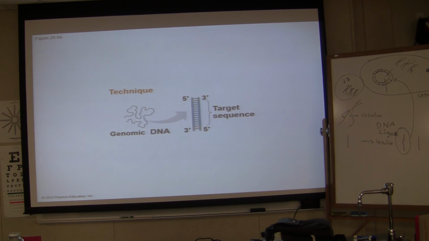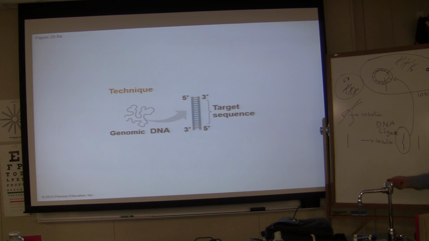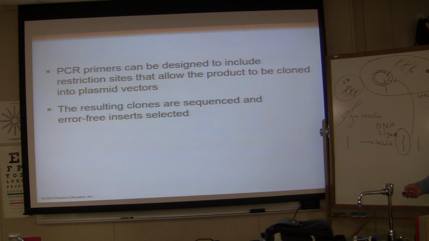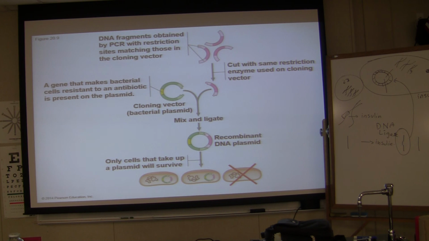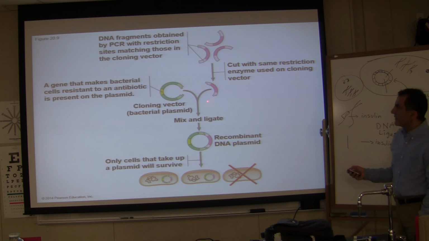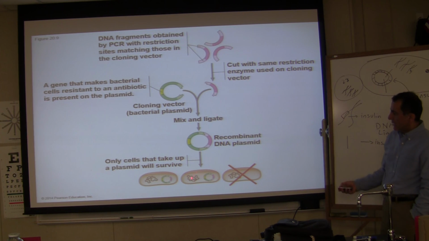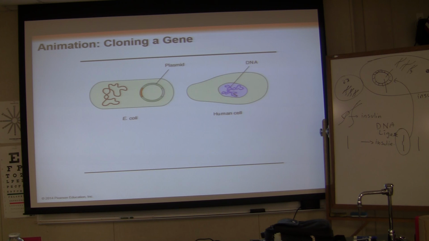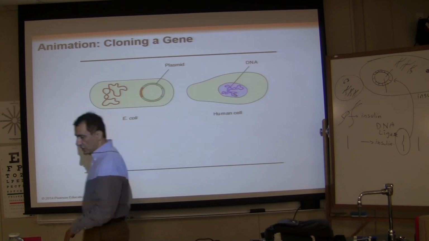But anyhow, the technique is annealing and denaturation and annealing and extension, cycle number two and so on. PCR primers can be designed. They are designed to include restriction sites that allow the products to be cloned into plasmid vectors. The resulting clones are sequenced and error-free inserts selected. Here they are. So you have DNA fragments combined with plasmid, as I talked about, and you grow the bacteria, and the bacteria will grow.